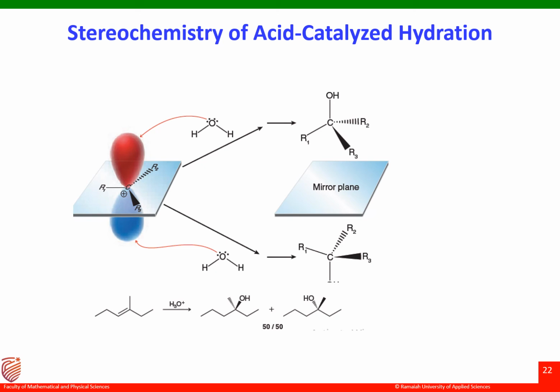But if I want to do it the reverse way and obtain an alkene, then again I would decrease the concentration of water and increase the temperature slightly, such that I would get back my alkene. Please note the stereochemical aspects of the acid catalyzed hydration.